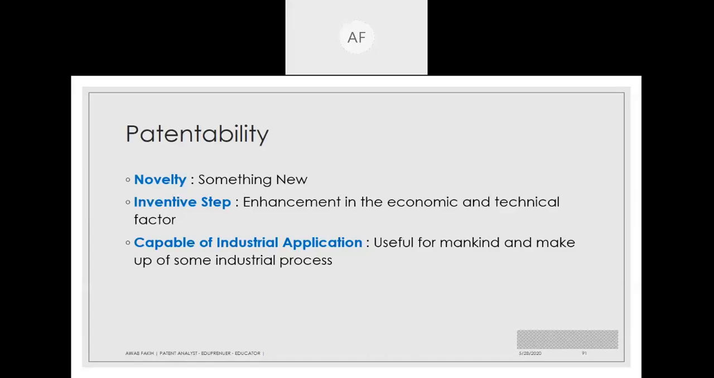We must have a priority date prior to a competitor. Yes, Sanjay sir. Yes, appreciate it. That is the point. That is the point for it. So further we'll move to that.